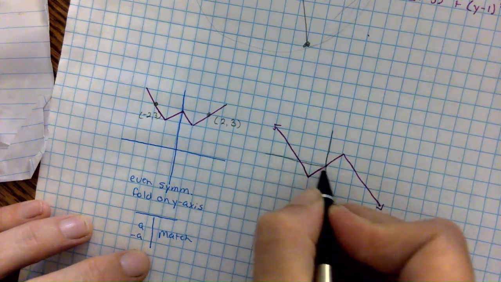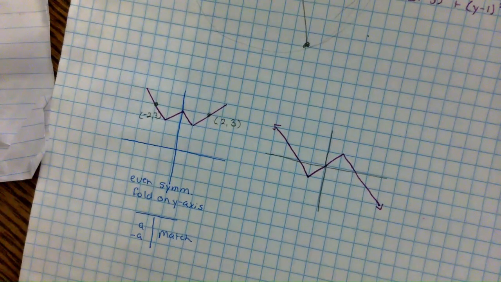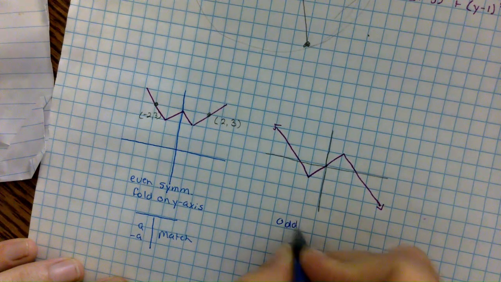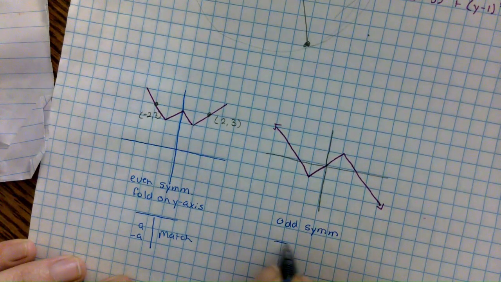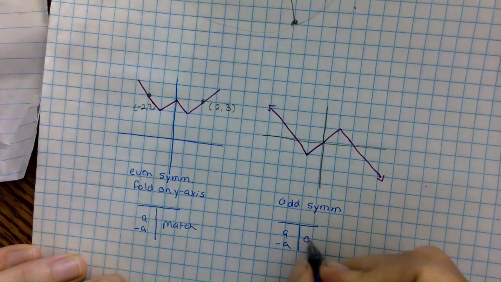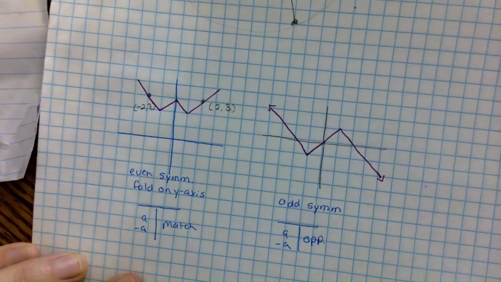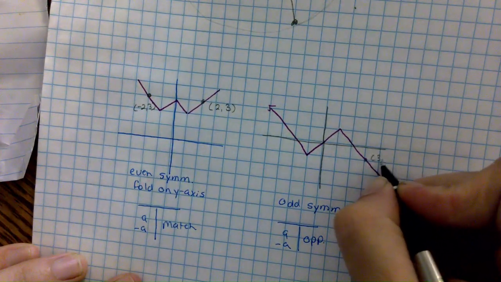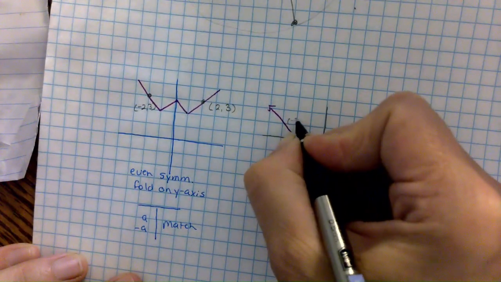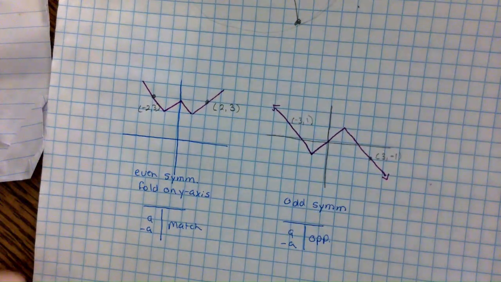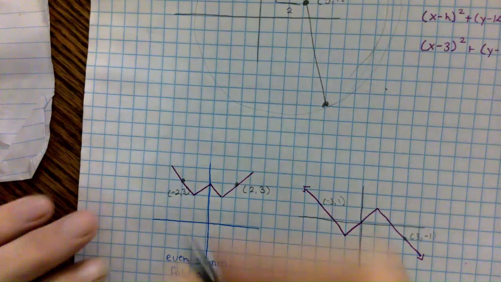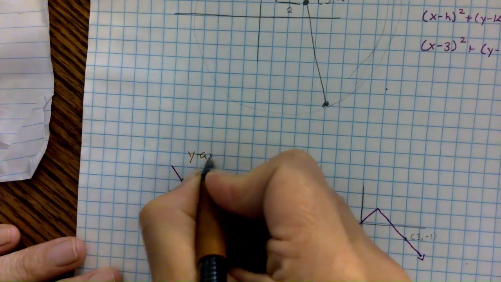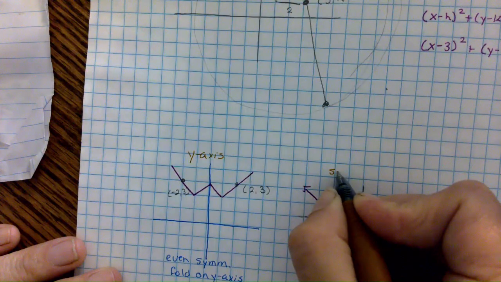We also have odd symmetry. Odd symmetry means for any a and its opposite negative a, the y values are opposites. For example, 3 is at -1, -3 was at +1. The other thing they call this is symmetric to the y-axis, and they'll call this one symmetric to the origin.